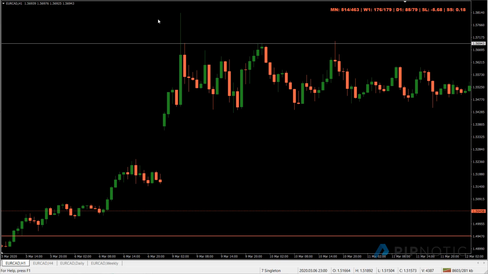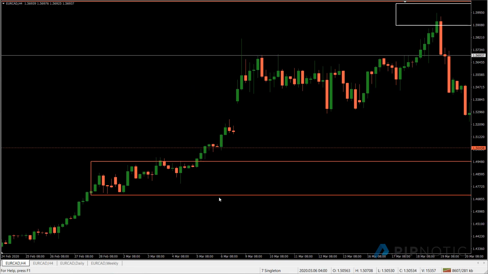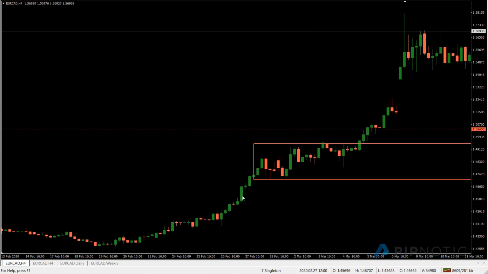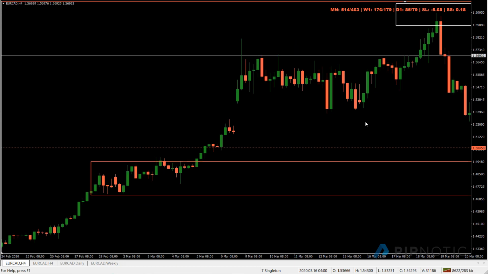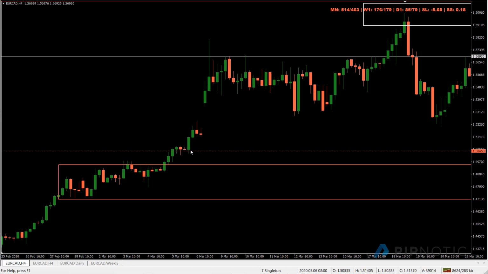MT4 brokers. Let's have a look here. Okay, on the 4-hour chart I have it. You can see here that we had an agreement in price, and then price rallied, we moved sideways, and then we gapped higher. Price managed to poke into this area, which is where price left from.